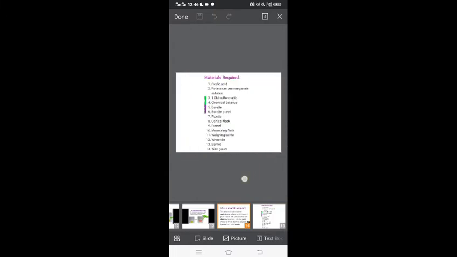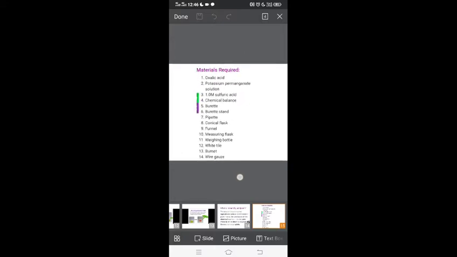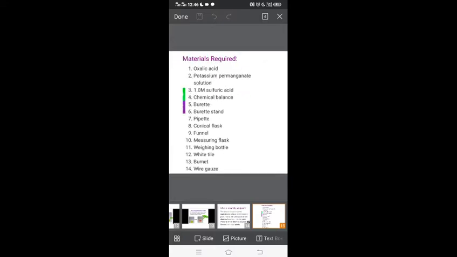What we are going to do is oxalic acid versus KMnO4. So what are the materials required, children? We have oxalic acid, potassium permanganate solution, sulfuric acid. We have a chemical balance to weigh the salt and KMnO4 and prepare the solution. That you don't have to do.